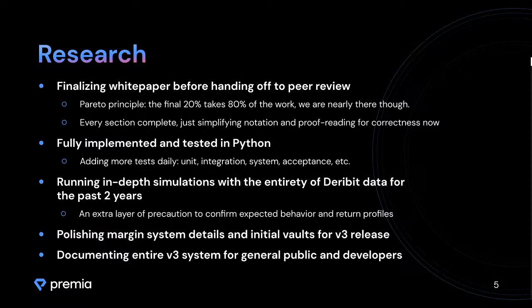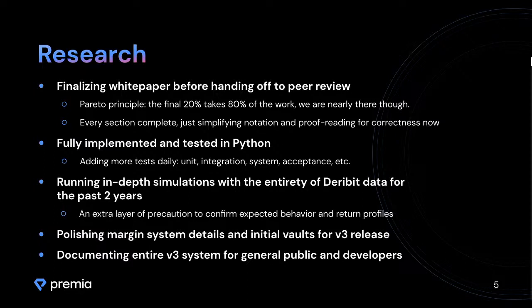Next, we're working on polishing the margin system. It's finalized, but there are some small details we're still working on. You can think of these as governance variables, details that need to be finalized just to make things perfect, etc. And then, of course, we're still working on the initial vaults for V3 release. I mentioned we'd finished the initial vault interface, so now we can plug any sort of strategy into that.